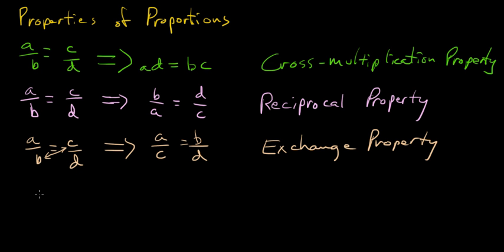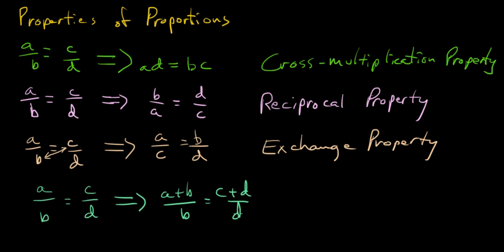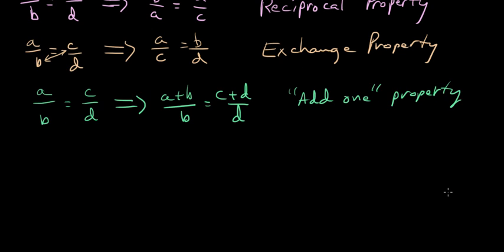And that is A over B equals C over D. That means that A plus B over B equals C plus D over D. And that is called the add 1 property. Why is that called the add 1 property?